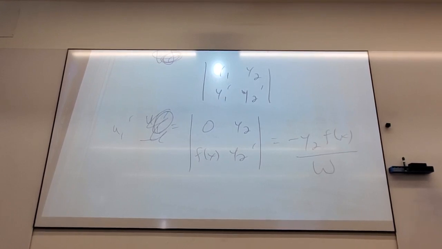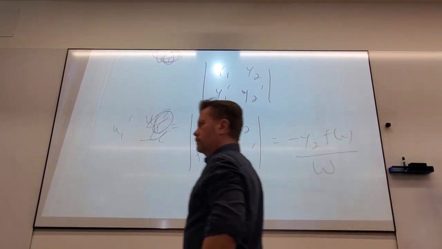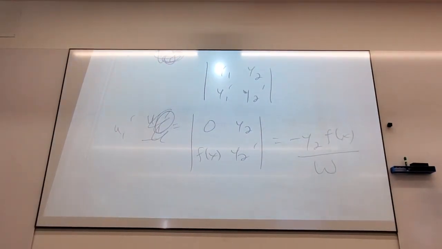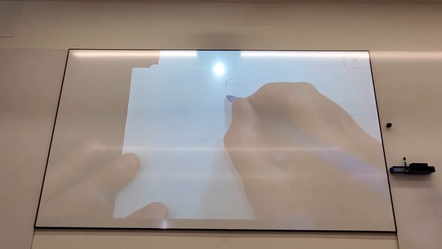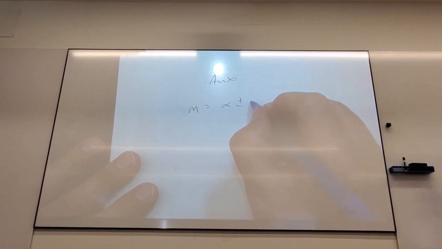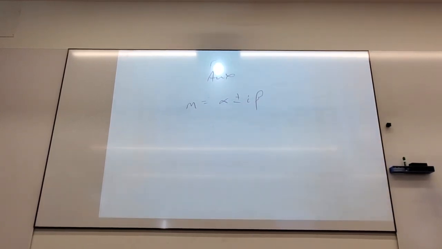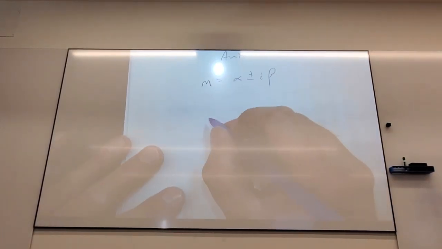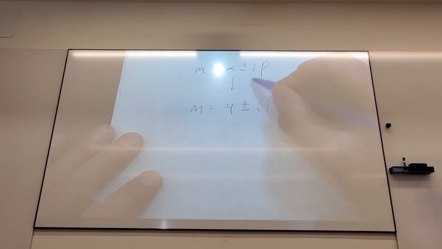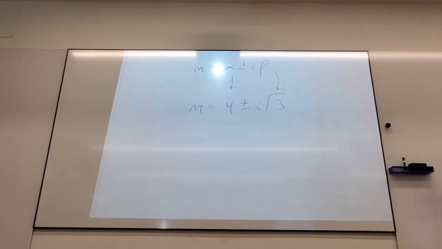Could you explain what alpha and beta are again, when you get a plus or minus? Yeah. If I solve an auxiliary equation and I end up with alpha plus or minus i beta, that's all they are. They're just the numbers that are there. So if I get m equals 4 plus or minus i root 3, then alpha is 4 and beta is root 3. Okay, and then how do you go from that to the cosine and sine?